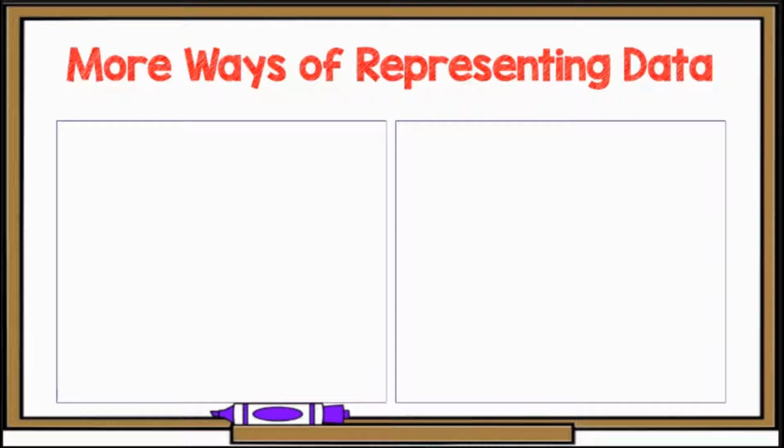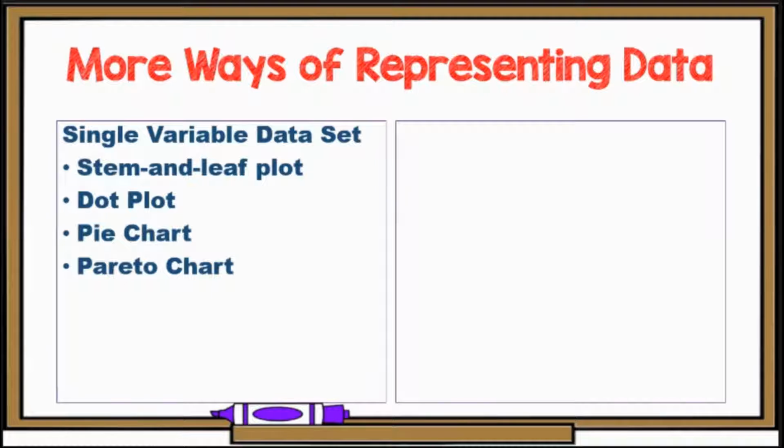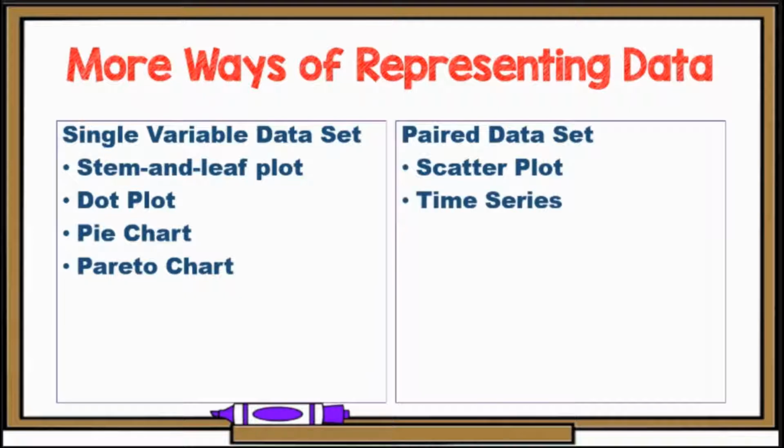For this part, I will subdivide the topic into multiple videos, so if you didn't understand something from the discussion, it will be easier for you to look up the specific topic that you are having difficulties with. For single variable dataset, we are going to make stem and leaf plots, dot plots, pie chart, and Pareto chart. For paired dataset, we are going to discuss the scatter plot and the time series graph.